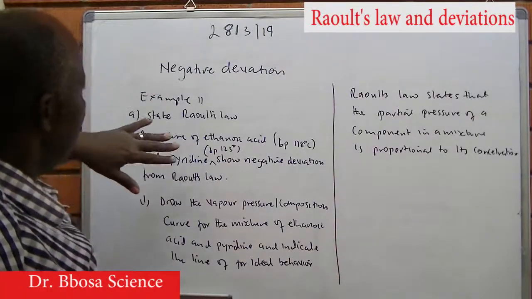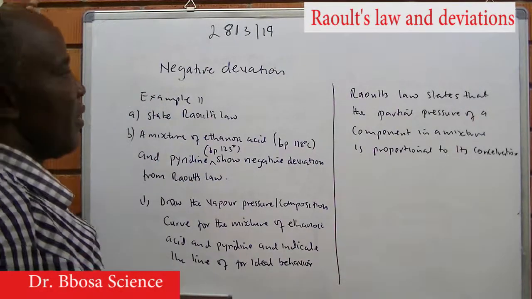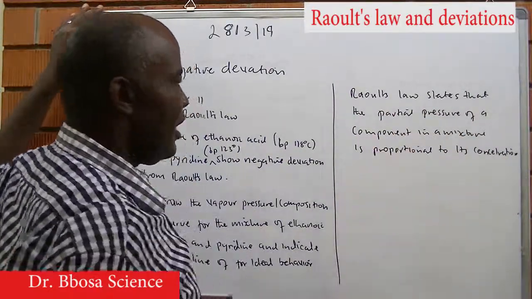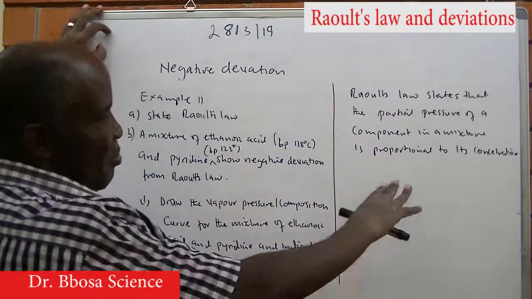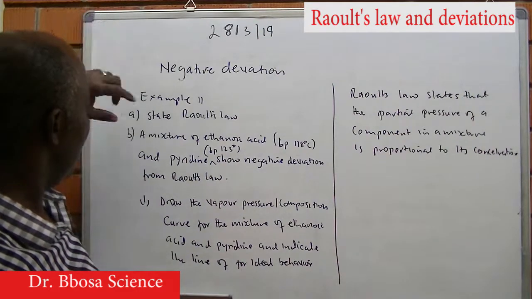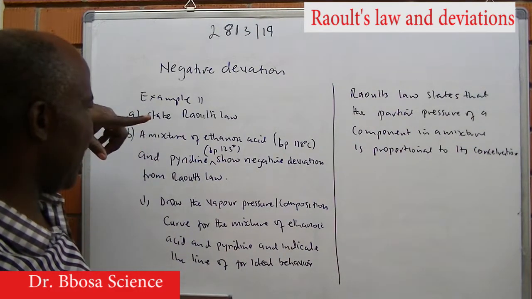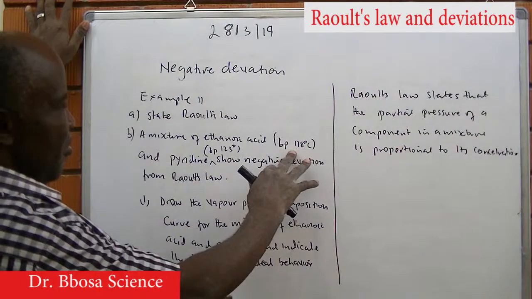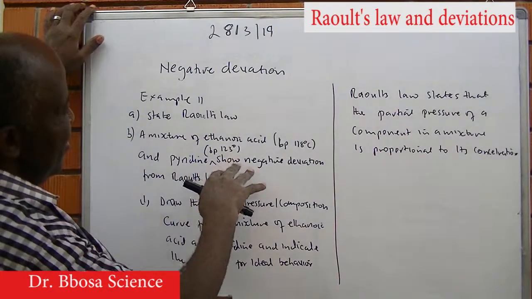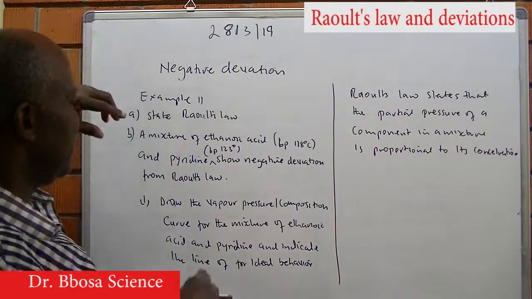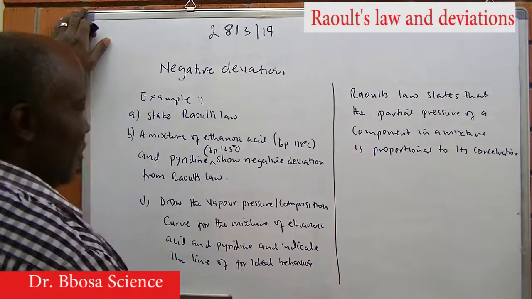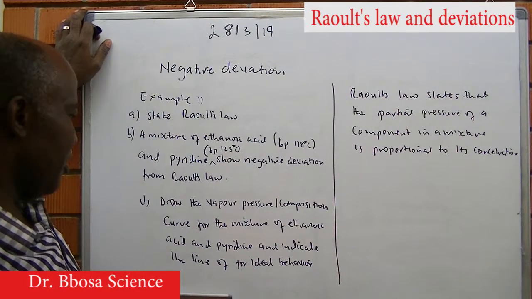Example 2. State Raoult's law. Raoult's law states that the partial pressure of a component in a mixture is proportional to its concentration. B, a mixture of ethanoic acid, boiling point 118 degrees Celsius, and pyridine, boiling point 123 degrees Celsius, shows negative deviation from Raoult's law.